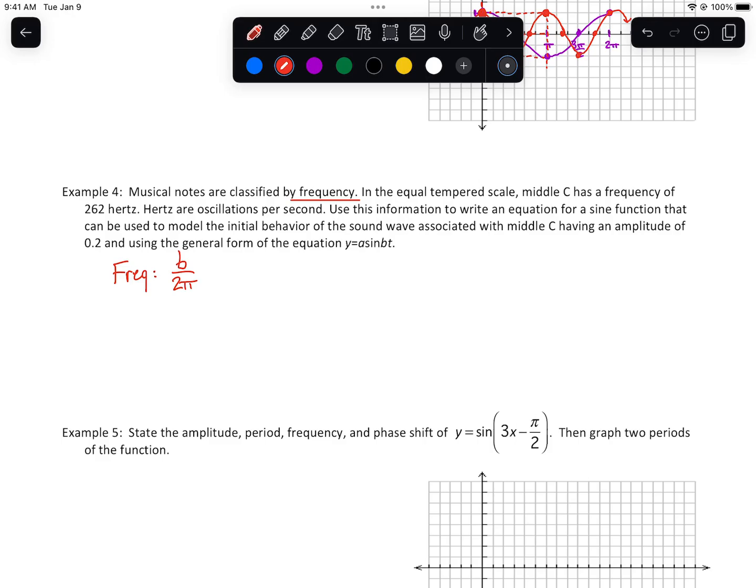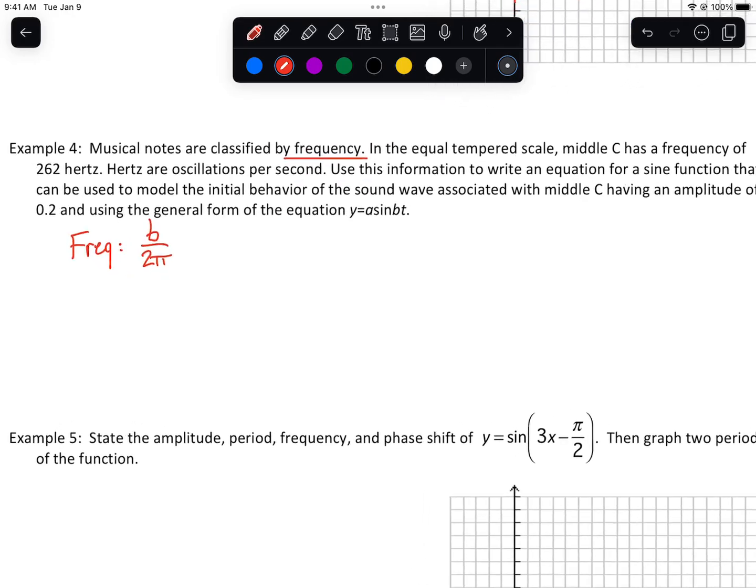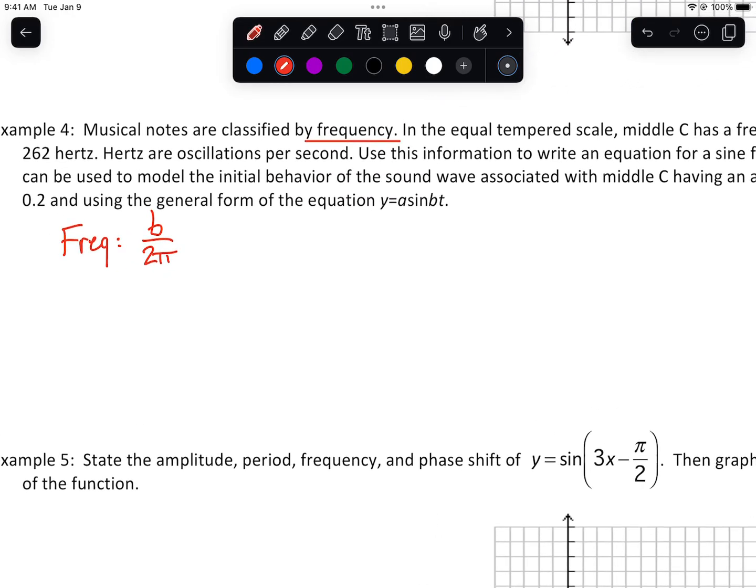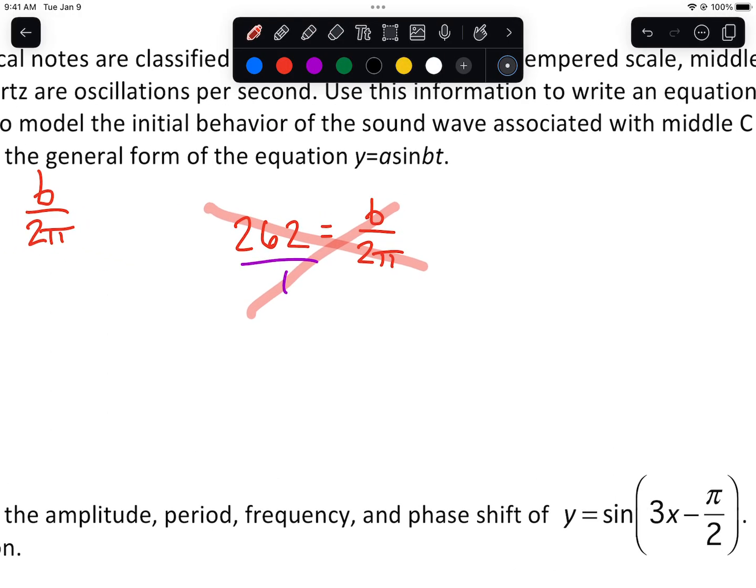I think the amplitude is typically tied into how loud something is, so maybe a bigger amplitude is a little bit louder. But the frequency is what we're going to focus in on. To write your own equation, I'll take that frequency, 262, and then I'm going to do b divided by 2 pi. You could put 262 over 1 and cross multiply like we did back in algebra 1. So 1 times b is b, 2 times 262 is 524, and then you'd have that in terms of pi.